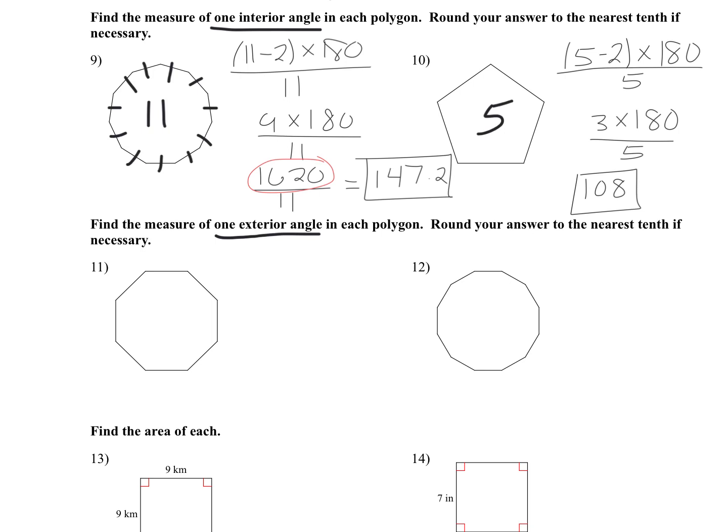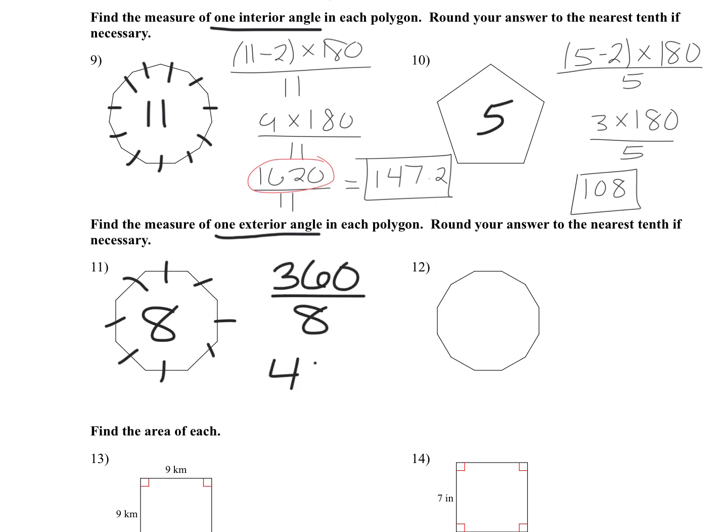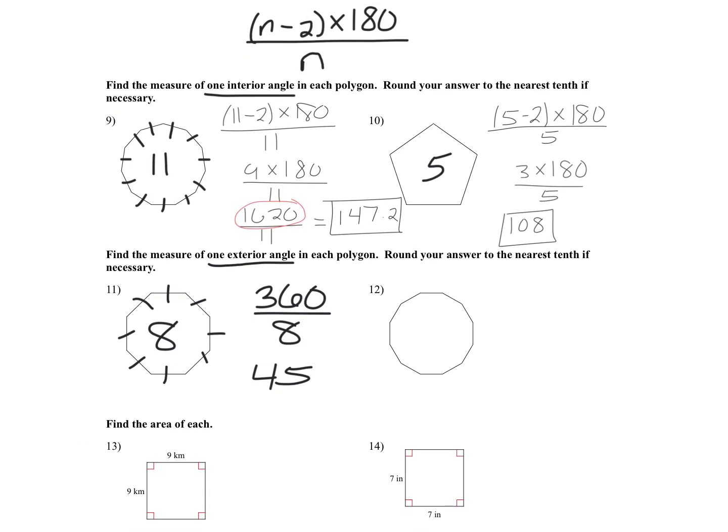Again, what's the only thing you can get from these two shapes right now? The sides. How many sides does 11 have? 8. So I need to take 360 divided by 8, which we get 45. So write this formula down off to the side. 360 divided by n. Write that off to the side, right by the directions.